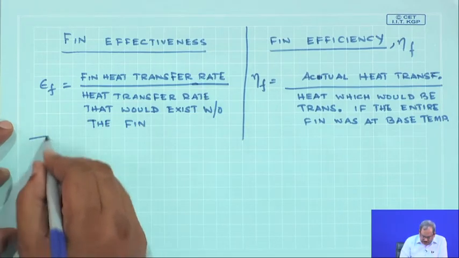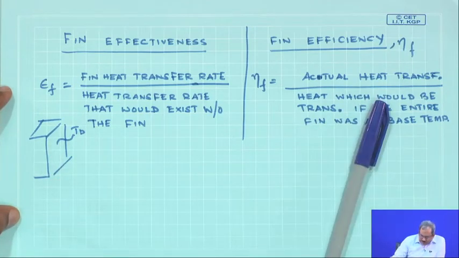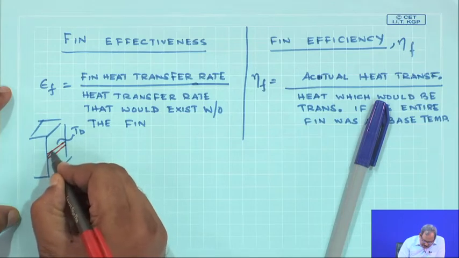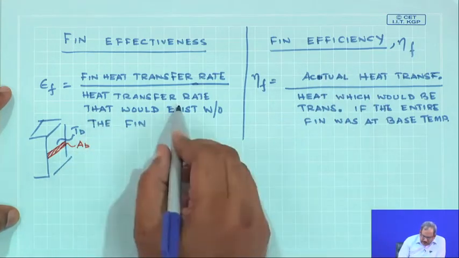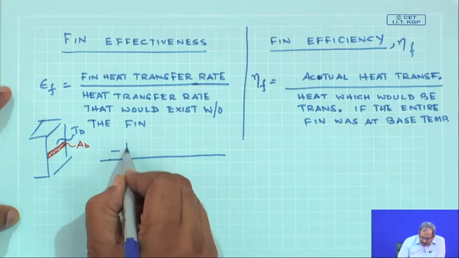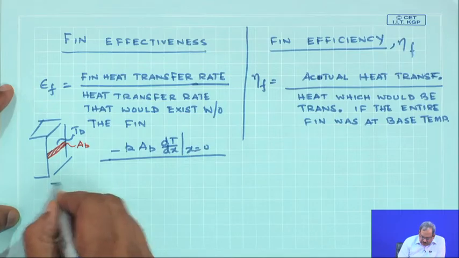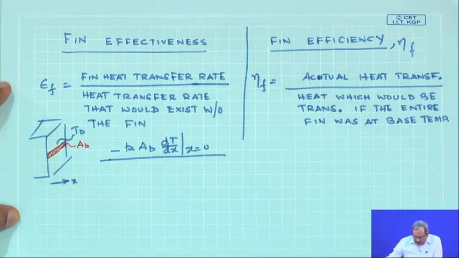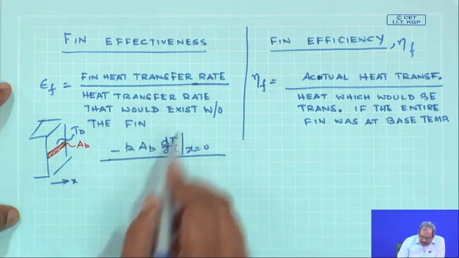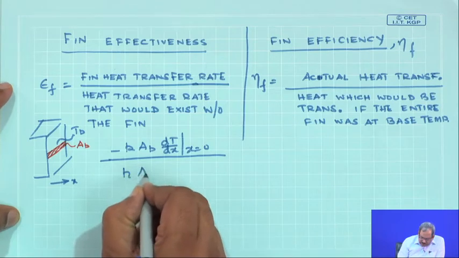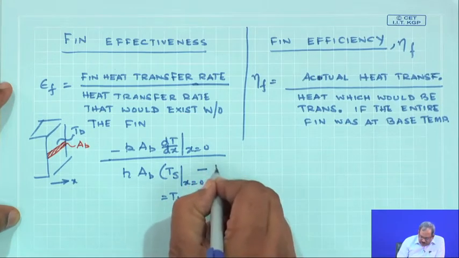So, if you do not have the fin, this entire area is at Tb, and of this, this much is the area where the fin was attached. Let us call it the area at the base, A_b. So, the fin heat transfer rate would simply be minus k times A_b dT/dx evaluated at x equals 0, where x is the direction of the decrease of temperature. Now, the heat transfer rate that would exist without the fin would simply be h times A_b times Ts at x equals 0, which is obviously equal to Tb minus T infinity.